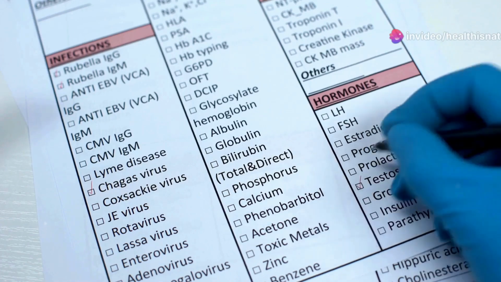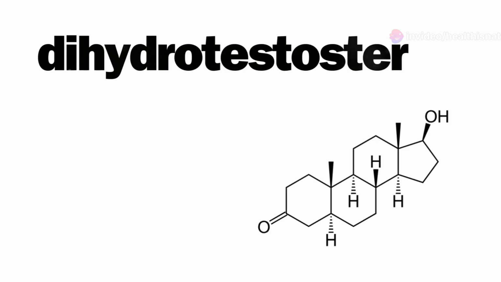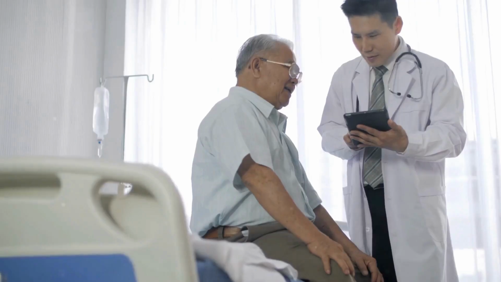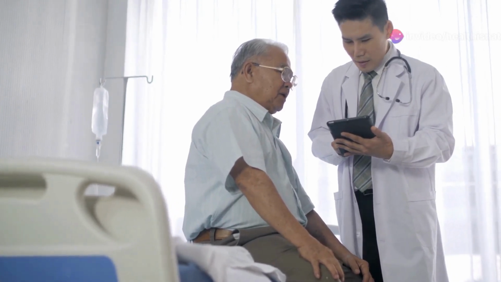Testosterone and its more potent form, dihydrotestosterone, DHT, are critical in the development of BPH. Testosterone from the testes is converted to DHT in the prostate by the enzyme 5-alpha reductase. DHT is much more potent and promotes the growth of prostate cells. This process explains why treatments targeting this enzyme can help shrink the prostate and relieve symptoms.